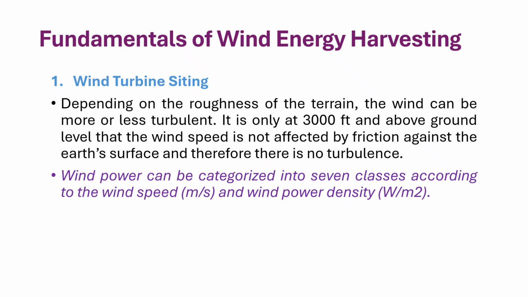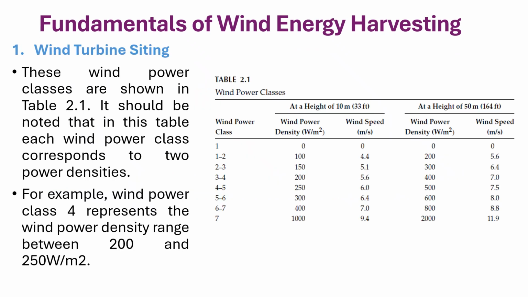So wind power can be categorized into 7 different classes according to the wind speed, which is measured in meters per second, and also the wind power density, which is in watts per meter square. So these are the different classes, 7 different classes available at different heights, okay, and the power at particular heights of 10 meters and 50 meters and corresponding wind power and wind speed. This is found from a research paper, okay.